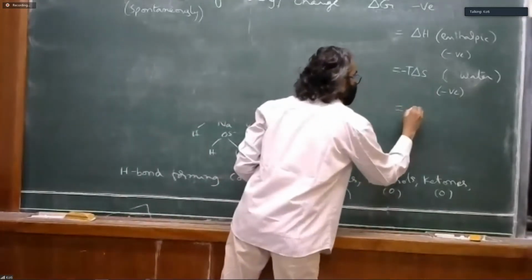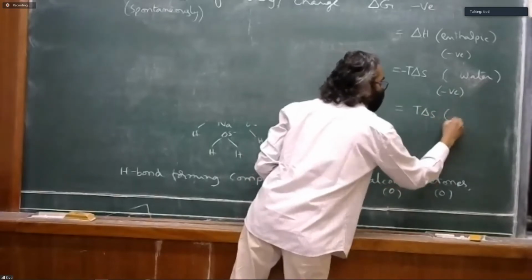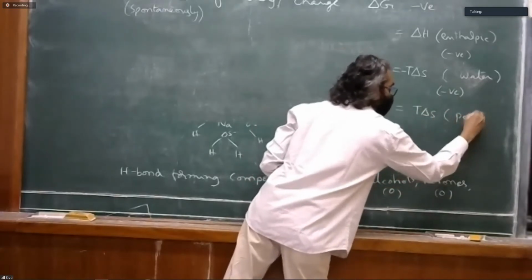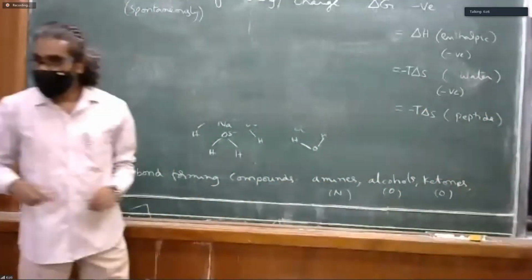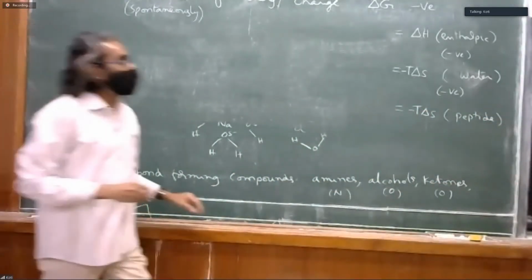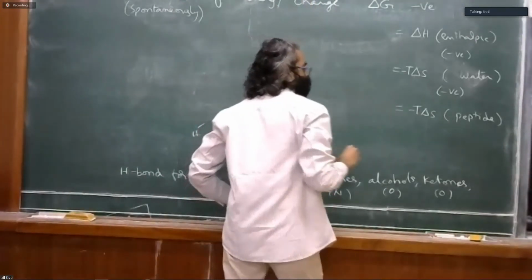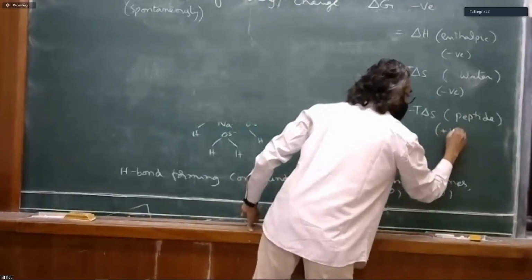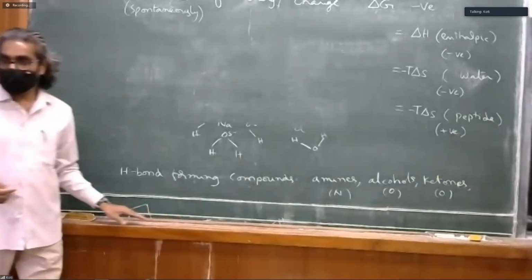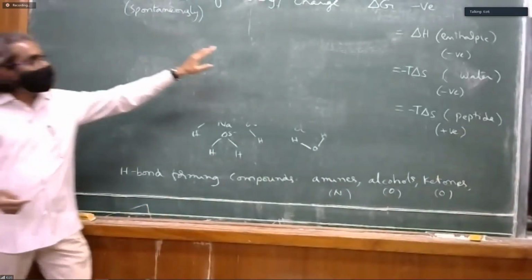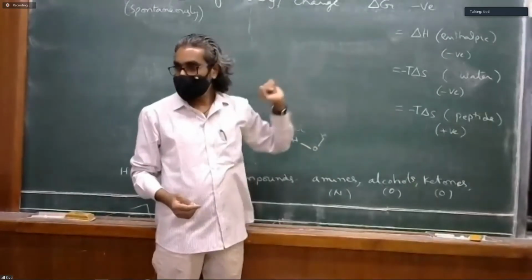The third contribution is T delta S coming from the peptide or protein. Minus T delta S of the peptide is going to be positive, because delta S decreases, so T delta S is positive. So your protein is going to be folded if the sum of these three terms is negative.